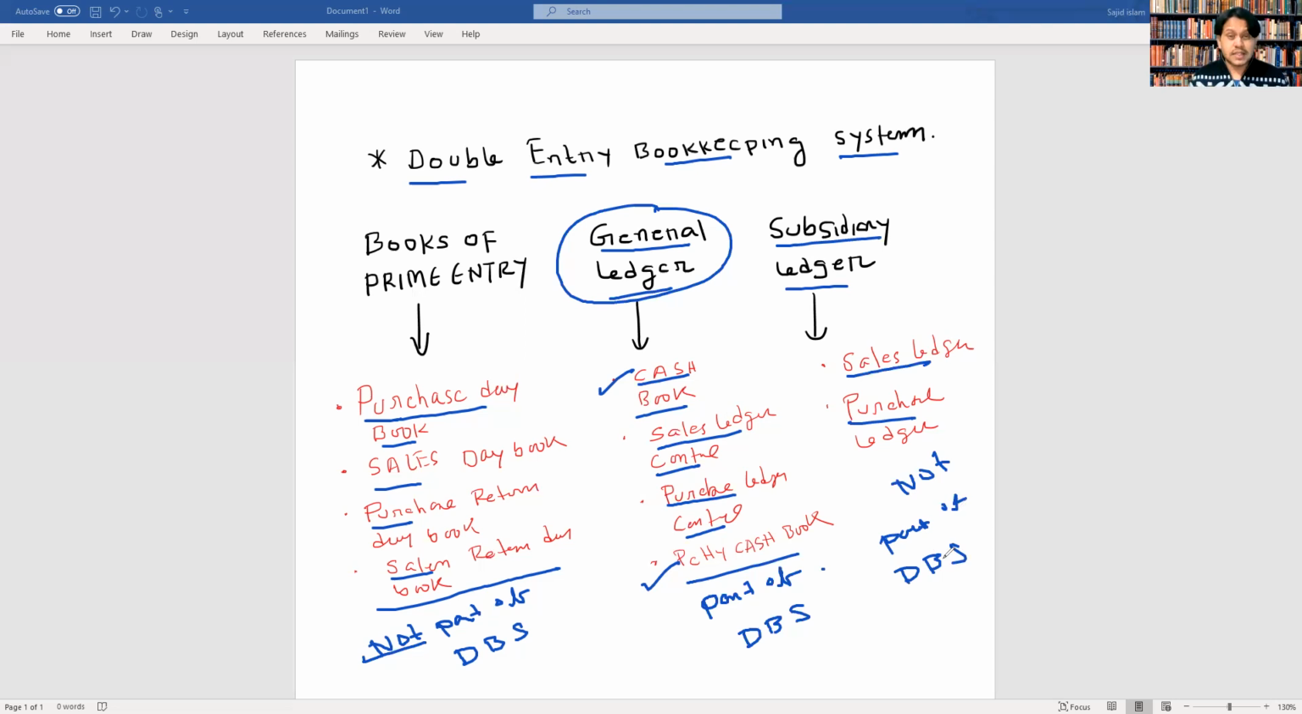So I hope you understand which one is part of the double entry bookkeeping system and which one is not. In the exam, if this question comes, you have to remember the cash book, the general ledger, petty cash, sales ledger control, purchase ledger control. All of these general ledger accounts are part of the double entry bookkeeping system, but not the books of prime entry, and not the subsidiary ledgers.